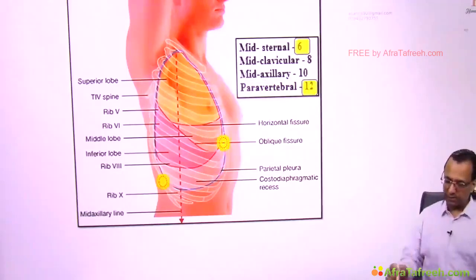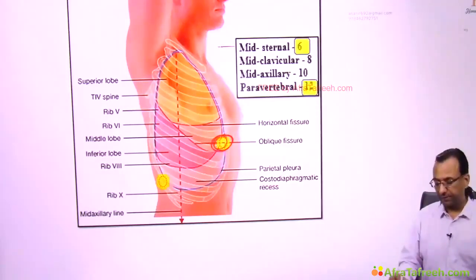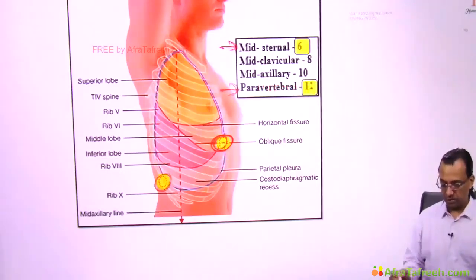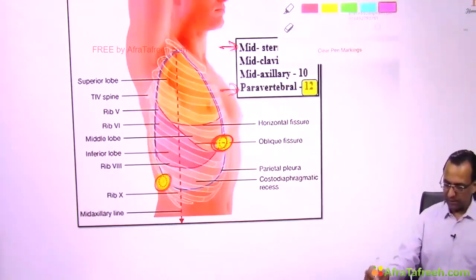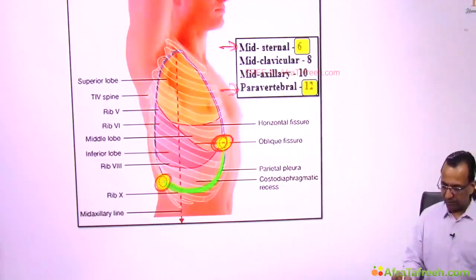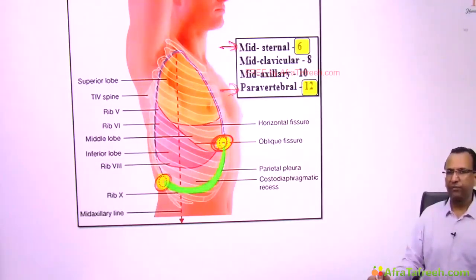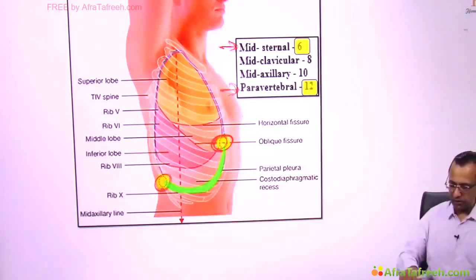And where is the 6th rib? The 6th rib is in the mid-sternal line. And where is the 12th rib? It is posteriorly, at the para-vertebral line. So what have you marked here? What I have marked is the inferior diaphragmatic surface of the pleura. 6, 8, 10, 12? Yes. We begin with 6 anteriorly and reach 12 posteriorly.